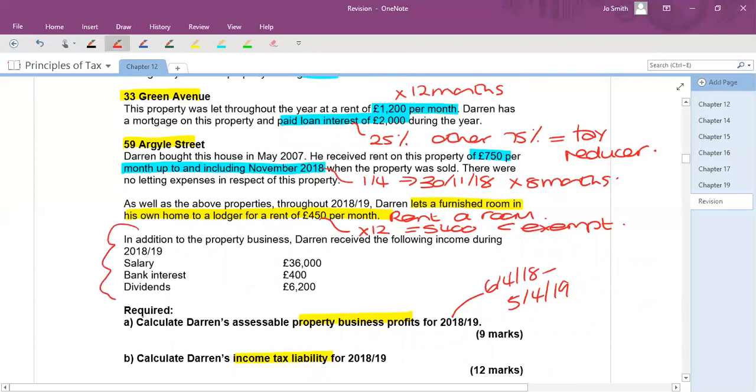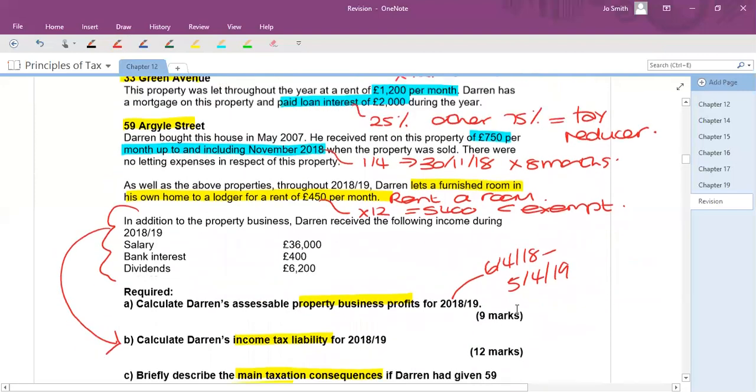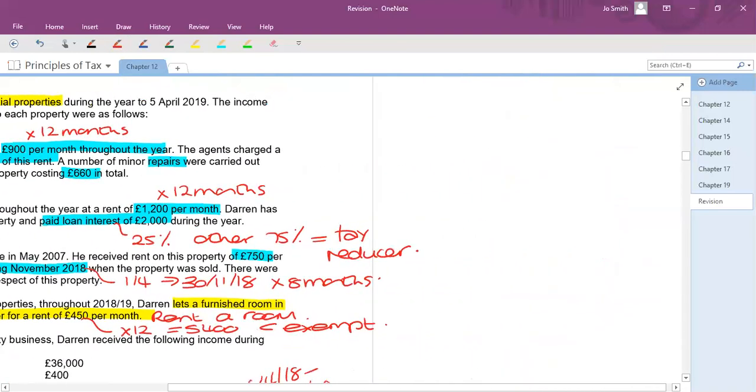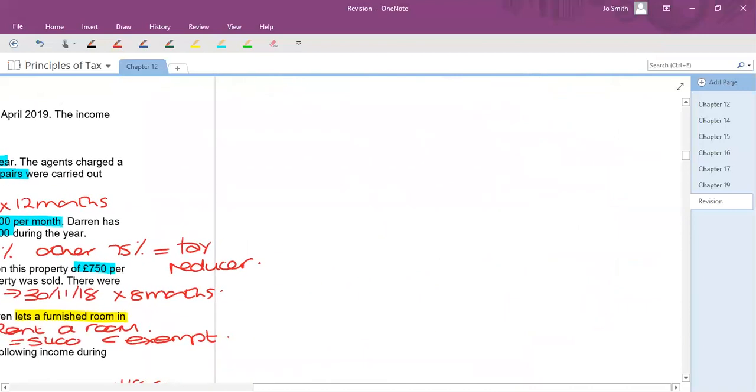The rest here is about his additional income, and we're going to need that for when we come to answer part B. So we're going to forget about that at the moment, and we're going to focus on this part A calculation. So I'm just going to move to the side here so we can look at our three properties. So we've got 27 Moorland Drive first of all.